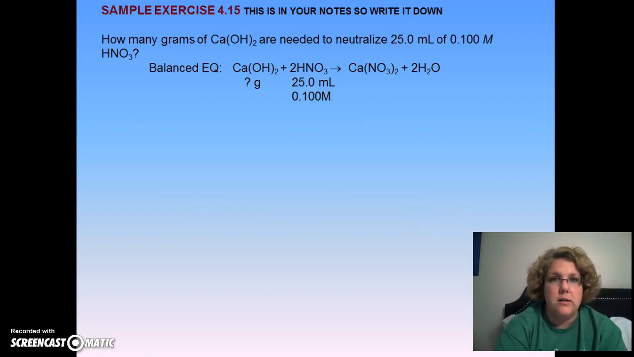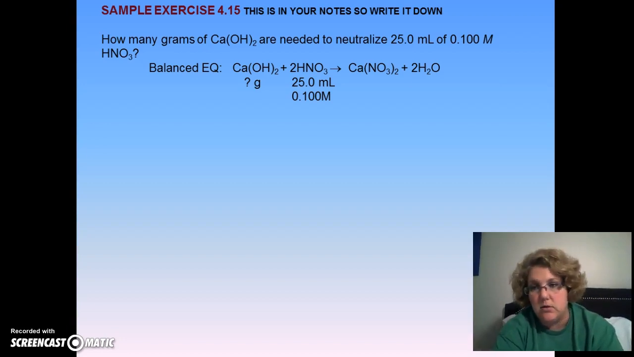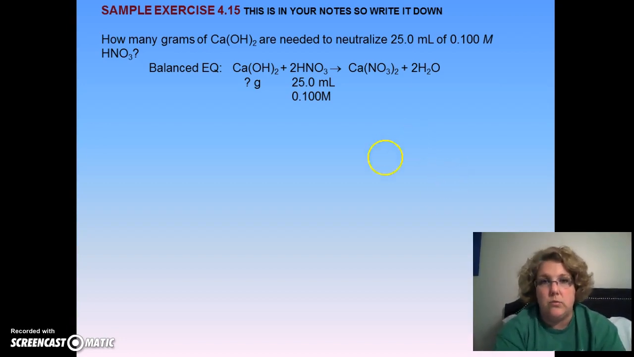All right, here is another one. How many grams of calcium hydroxide are needed to neutralize 25 mL of 0.1 molar nitric acid? Once again, 2 chemicals are getting mixed together, so we need a balanced equation. And this is a mix of the old way of doing stoich and this new way we're learning. We're wanting grams of this guy, okay? And we're given the volume of the acid and the molarity of the acid.